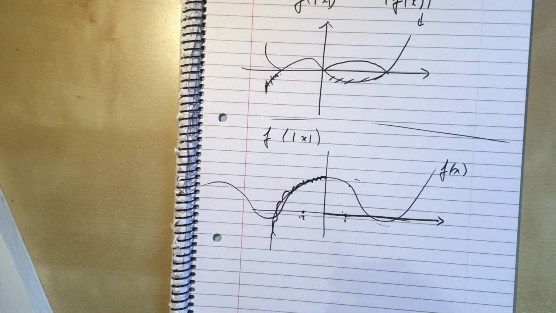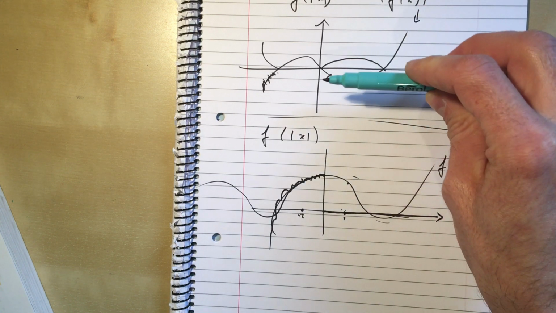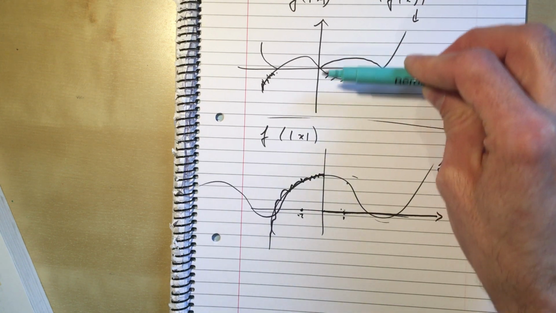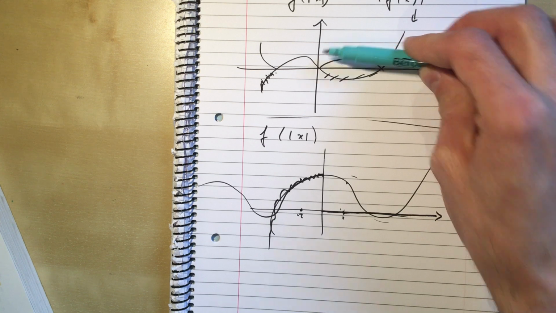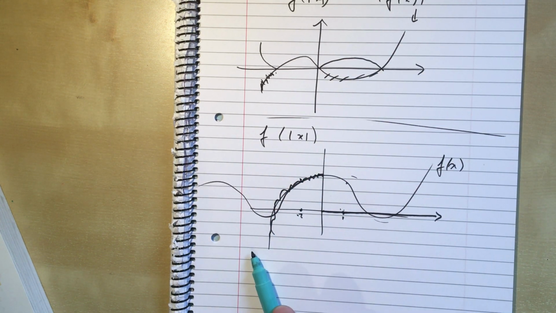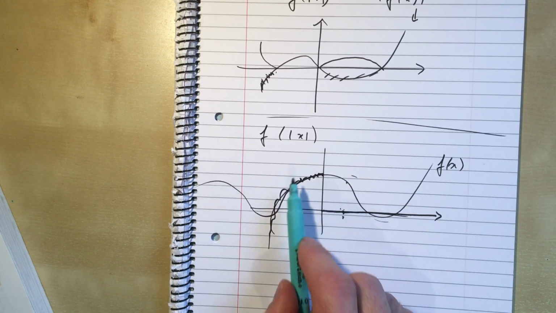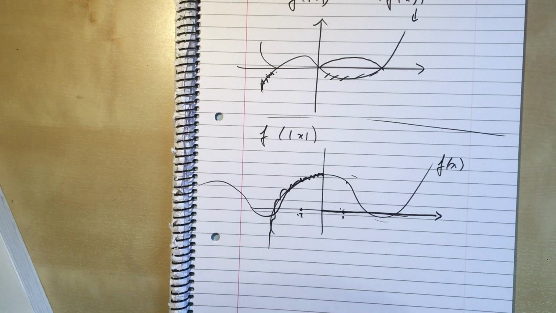So if you have mod of f of x, cross out anything underneath the x-axis and reflect it up here. If you have f of mod of x, cross out everything to the left of the y-axis and ignore it, and reflect this stuff here over to the negative bit here. Okay, so that's how we get our mod graphs.